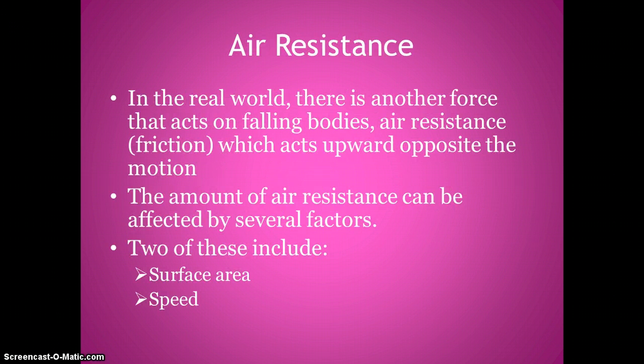Air resistance. In the real world, there is air, and there's another force, therefore, that acts on falling bodies: air resistance, or air friction, and it acts upwards, opposite the motion. The amount of air resistance on an object can be affected by several factors. Two of these factors would include the surface area and the speed.